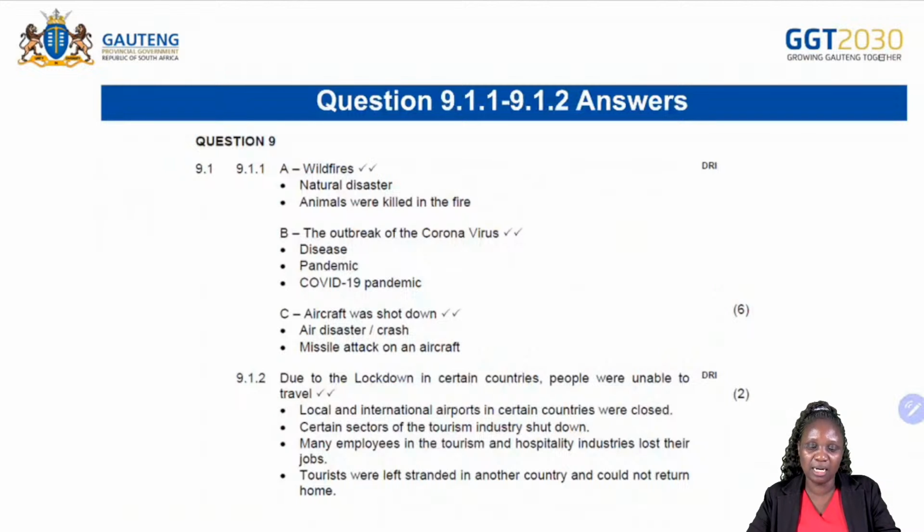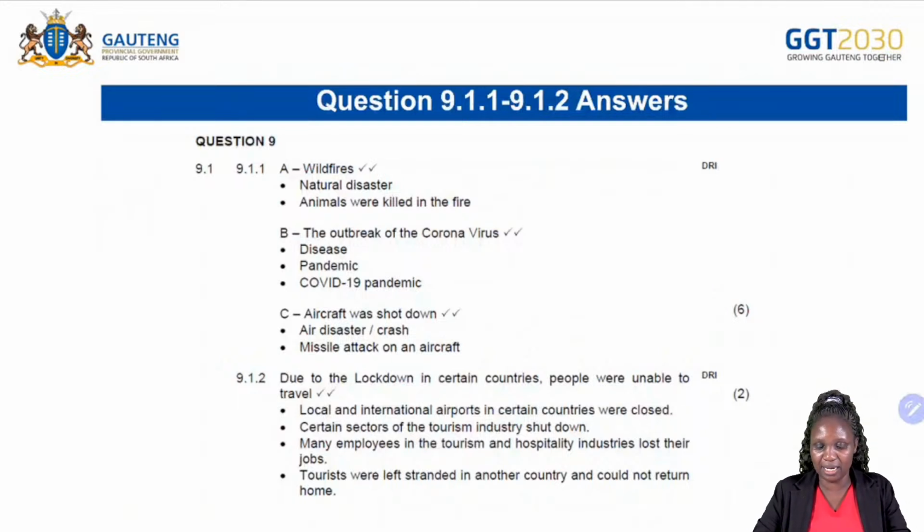let's mark question 9.1.1. A, we said wildfires. Okay, we can say wildfires. Then it's a natural disaster. Animals were killed in the fire. Then outbreak of coronavirus. It was a disease. It was a pandemic, that is COVID-19. And then C, we saw an airplane. It was shot down. Then it was an air disaster. Then missile attack on an airplane.